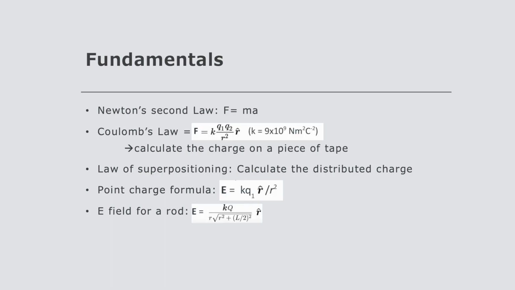Some important concepts involved in this lab are Newton's second law, which is F equals ma, Coulomb's law, which helps us calculate the charge on a piece of tape, and the law of superposition, so calculating the distributed charge, which is the charge based on the segments that we created of the tape. We did so using the E field for a rod formula, and also included is the point charge formula, which we used in lab 1.